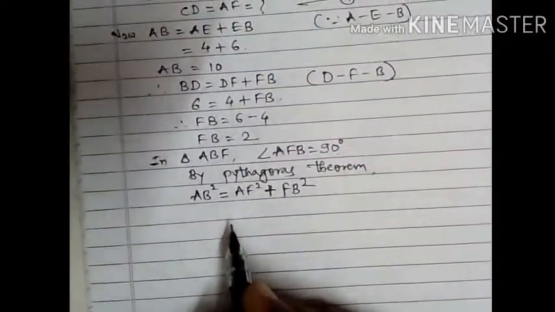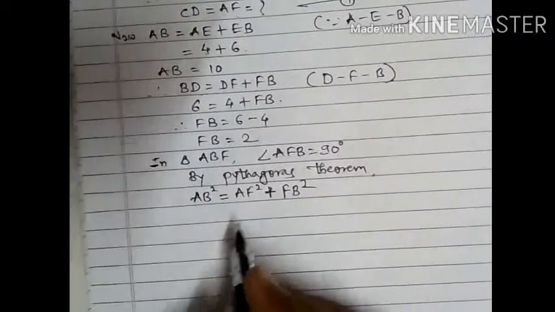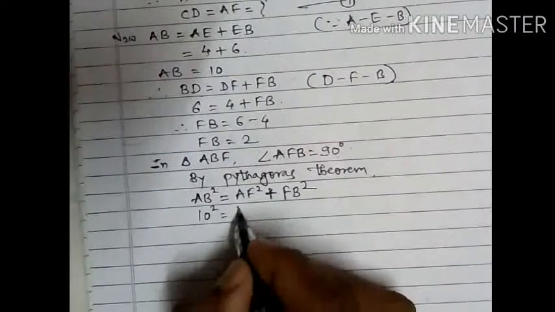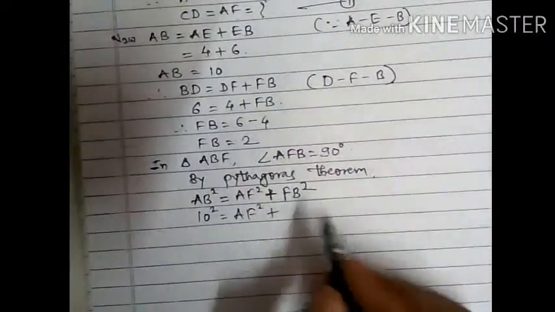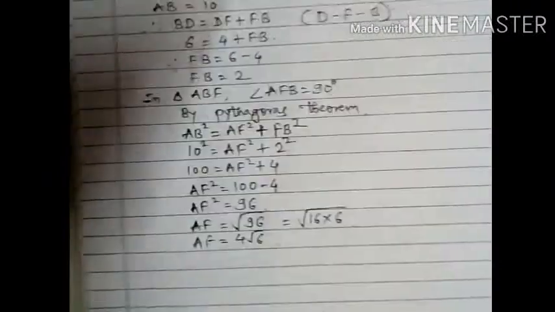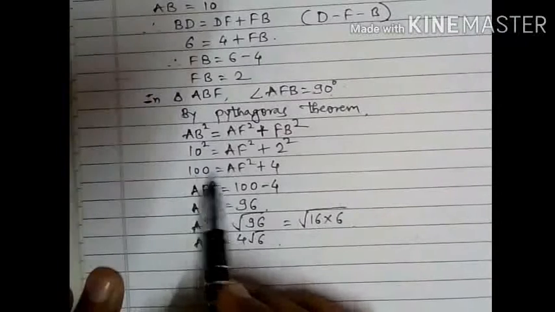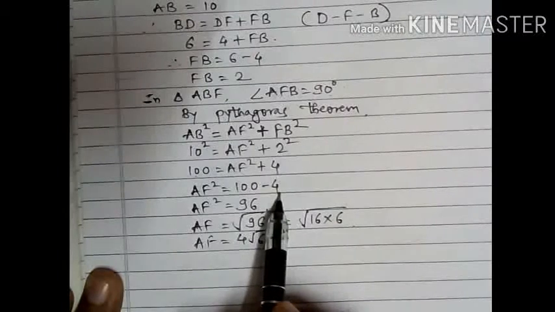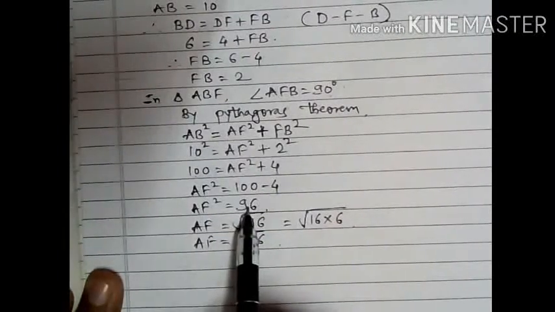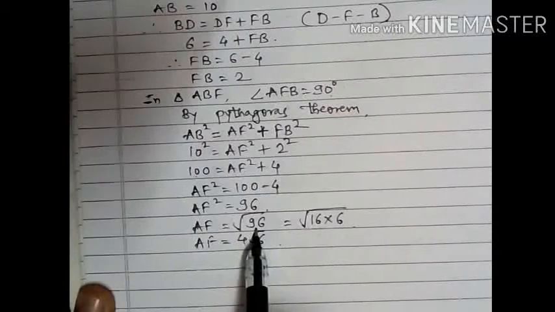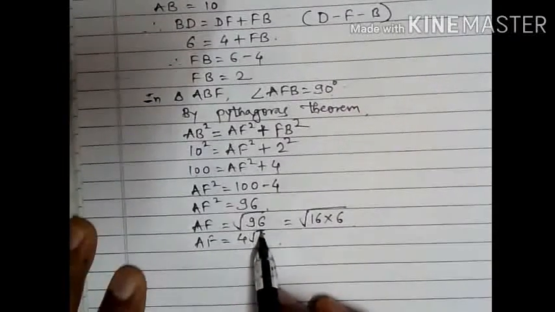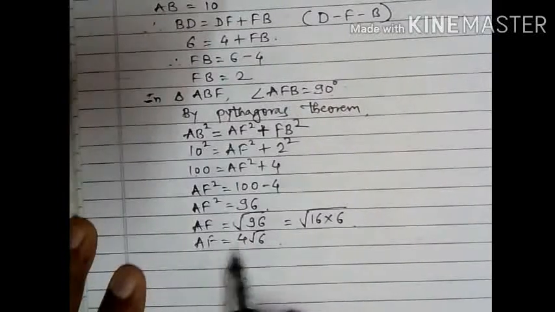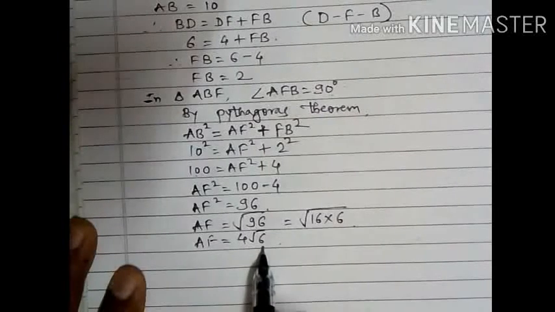Therefore AB square, we know that the value of AB is 10, so 10 square is equal to AF square plus FB square, that is 2 square. Therefore 100 is equal to AF square plus 4. Therefore AF square is equal to 100 minus 4, which is 96. Therefore AF is equal to root 96. We know that 16 times 6 is 96. Therefore take the square root of 16, that is 4 root 6. Therefore AF is equal to 4 root 6.